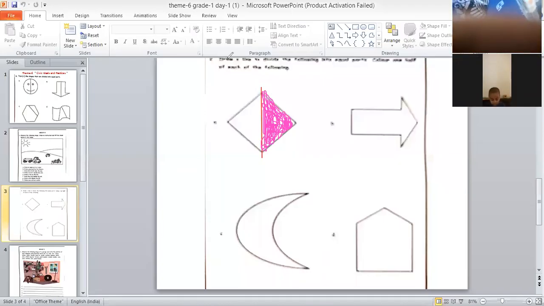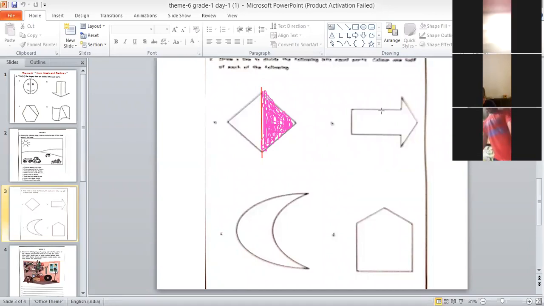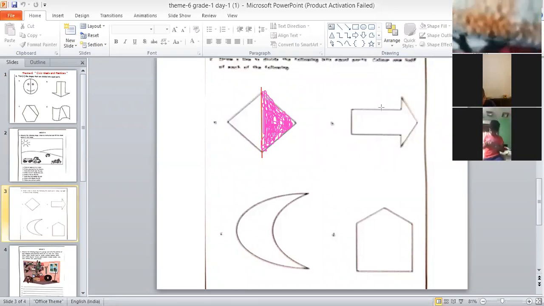We will divide this second shape into equal parts. We will draw a straight line with the help of a scale. Okay, with the scale and pencil. Now, if I want to divide this second shape, that's an arrow, if I want to divide it equally, how will I draw a line?